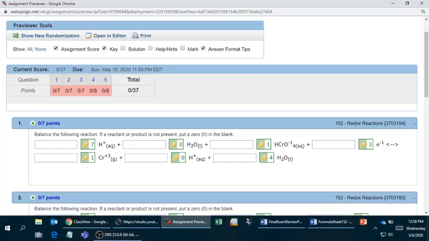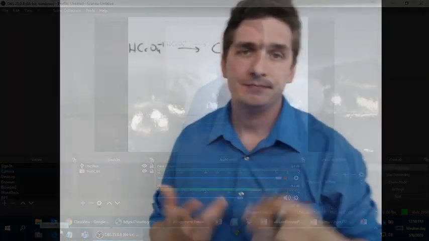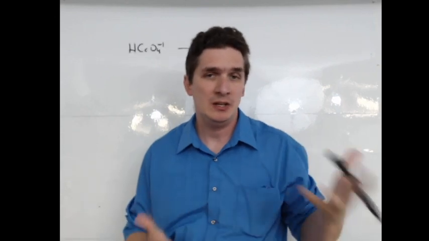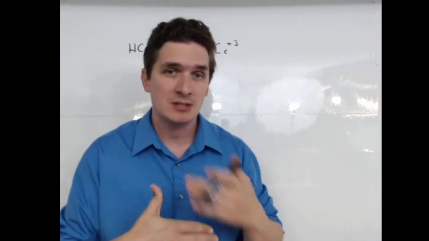So, balancing the redox reactions on WebAssign, the first problem. I'll bring it up so you can see it on your screen. So we've got HCrO4 minus going to Cr plus 3. Balancing a half reaction, we get to manually add the electrons in. If you were doing a full redox reaction, you don't get to do this. You actually have to break the oxidation and reduction reaction into 2 separate reactions, balance those and bring them back together.